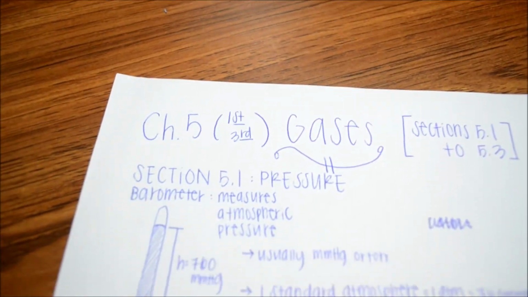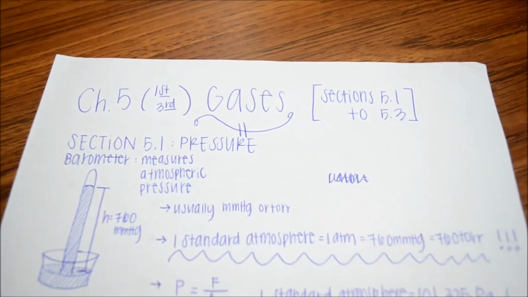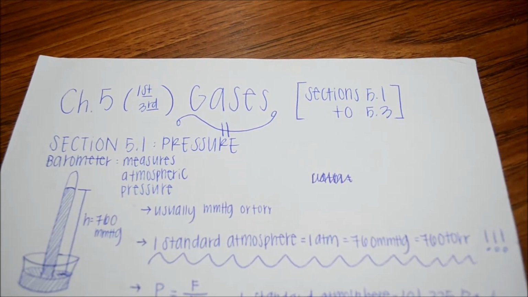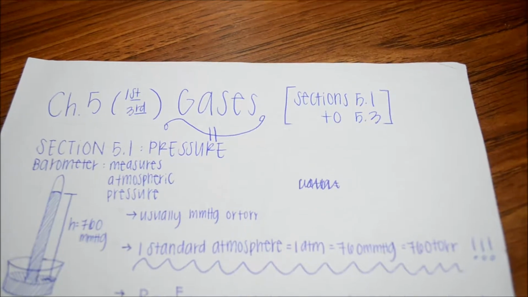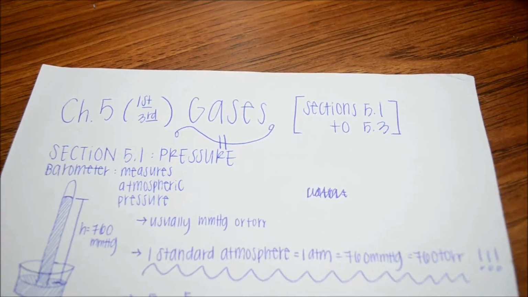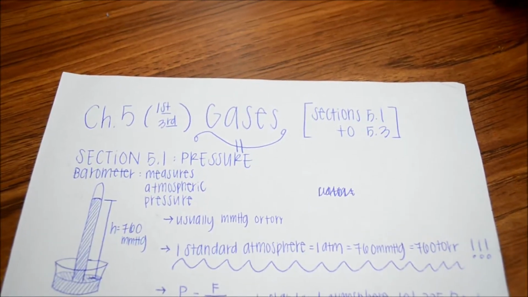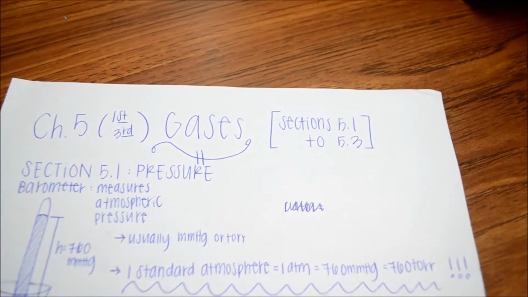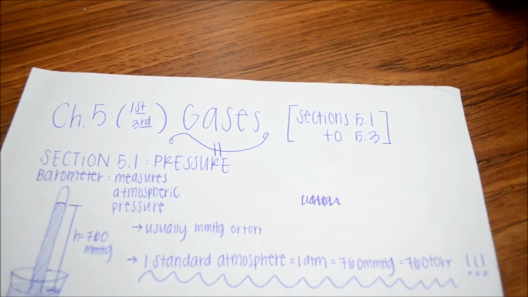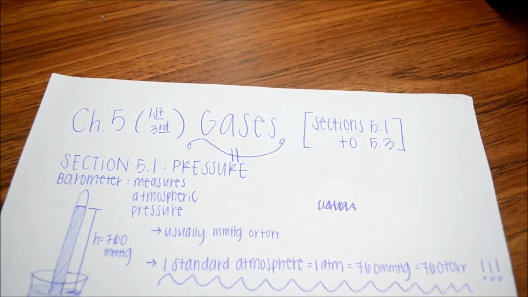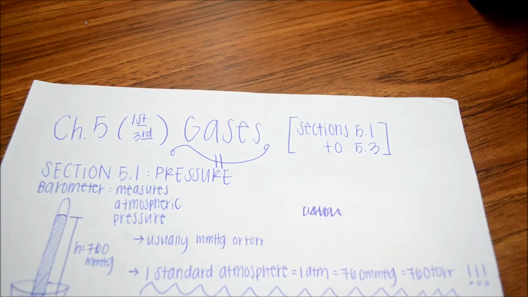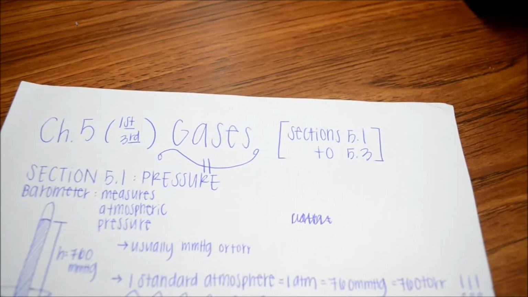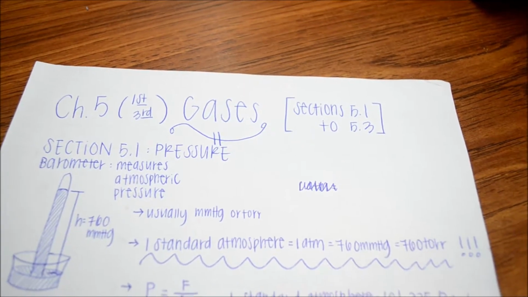A barometer is a device that measures atmospheric pressure. Atmospheric pressure comes from the mass of air being pulled towards Earth by gravity. Atmospheric pressure changes with altitude and weather conditions. The most commonly used units for pressure are millimeters of mercury and torr. Please note that 1 standard atmosphere equals 1 atm, which equals 760 millimeters of mercury, which equals 760 torr.